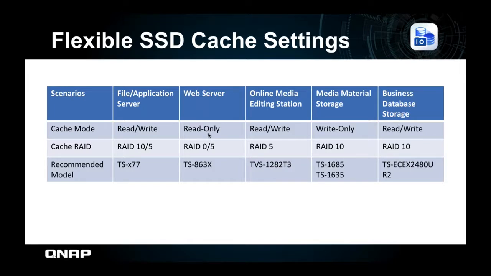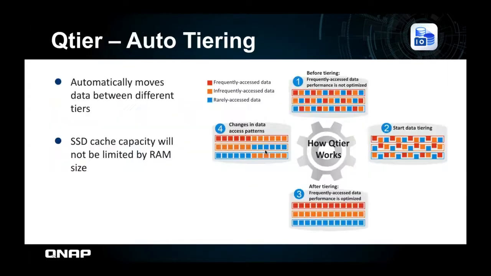Maybe for online media editing, read-write cache with RAID 5 might be common. You just have many different options. You choose the RAID configuration of your cache. You choose read-only, read-write. Soon you'll have write-only. You can choose to accelerate just random IO or random and sequential. You have many options with your cache.